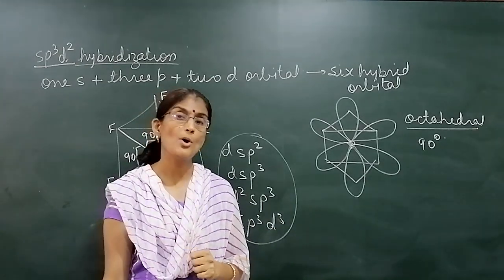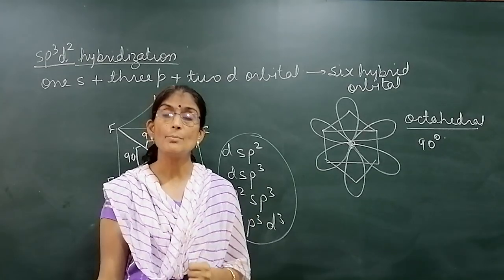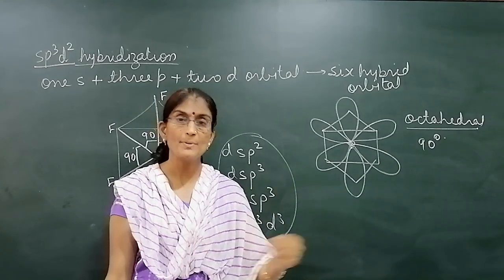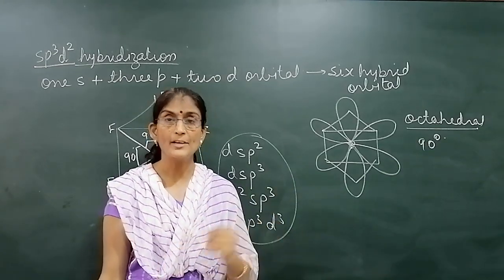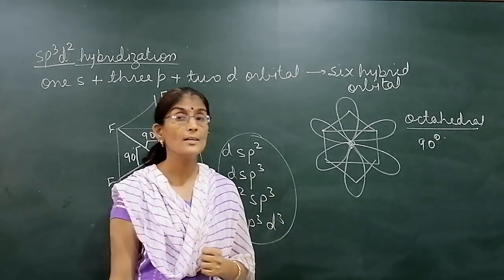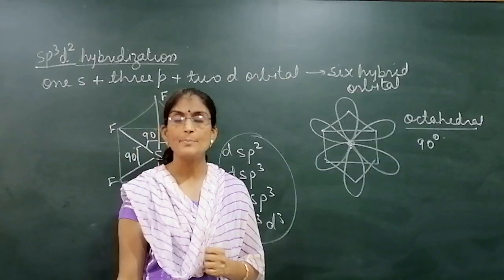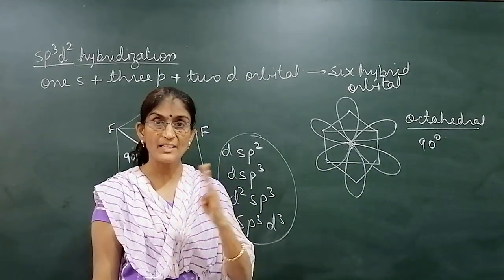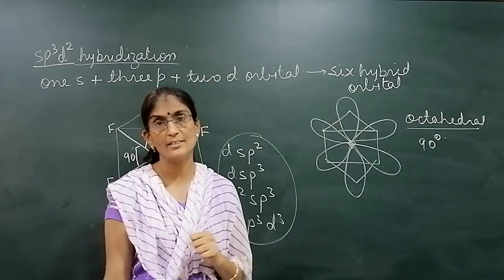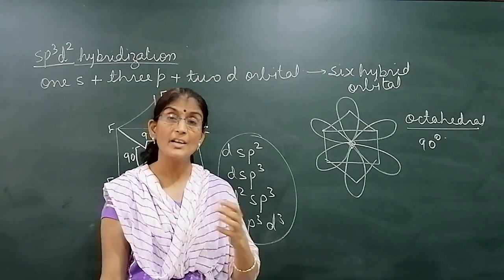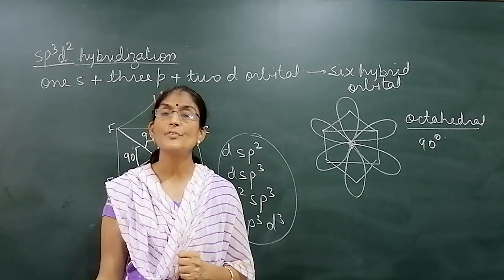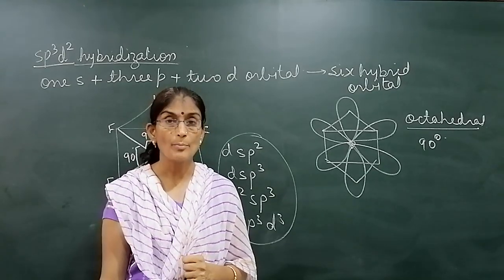So these are different types of hybridization. According to the hybridization, the shapes of molecules are there. If sp, the shape is linear; sp2, planar triangular; sp3, tetrahedral; sp3d, trigonal bipyramidal; sp3d2, octahedral. So according to the hybrid state we can find out the geometry and the shape of different molecules. Clear? In the next video we will talk about molecular orbital theory.